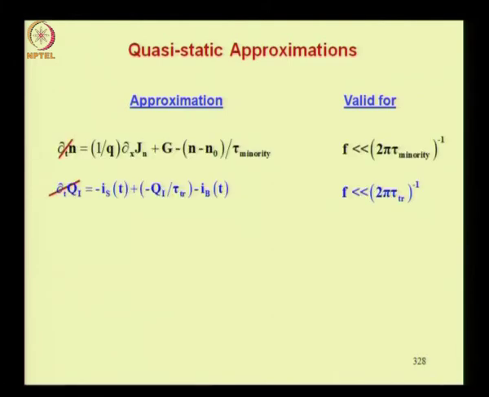Let us look at these two approximations. Now this is a quasi static approximation of the carrier balance equation. This is a carrier balance equation. You can neglect ∂n/∂t so long as your frequency is much less than the reciprocal of 2π times the minority carrier lifetime, that is this time.